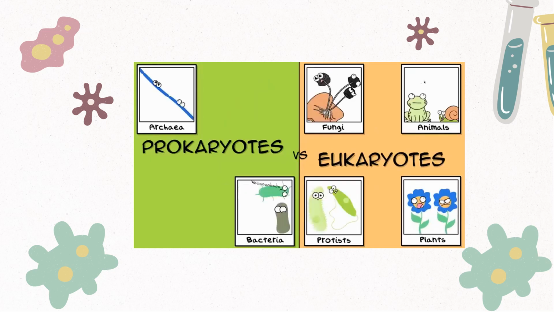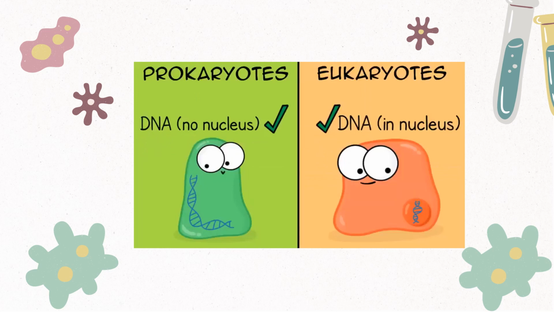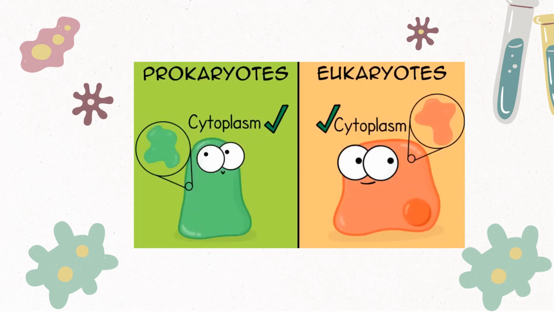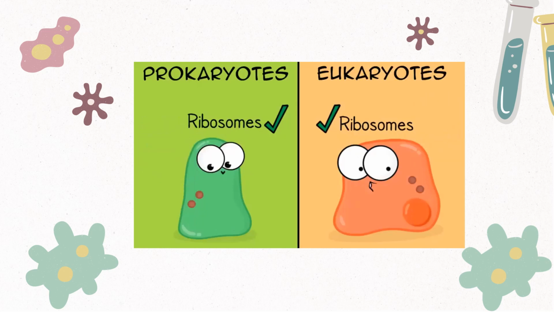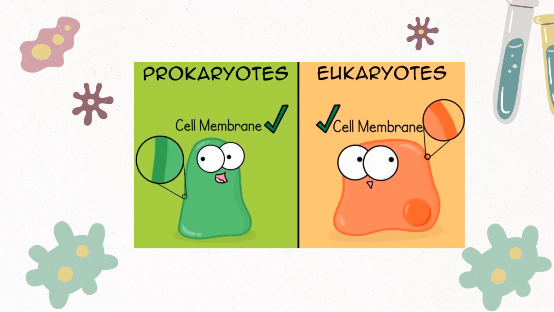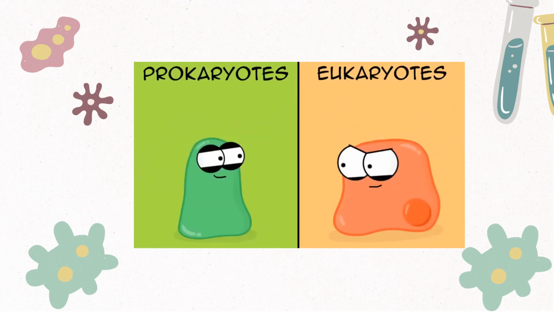Bacteria and archaea are prokaryotes, but everything else, plants, animals, fungi, and protists, are eukaryotes. Both prokaryotes and eukaryotes have genetic material. Both have cytoplasm. Both have ribosomes, which are small organelles that make protein. Both have cell membranes, which control what goes in and out of the cell. But what makes them different is a big deal.